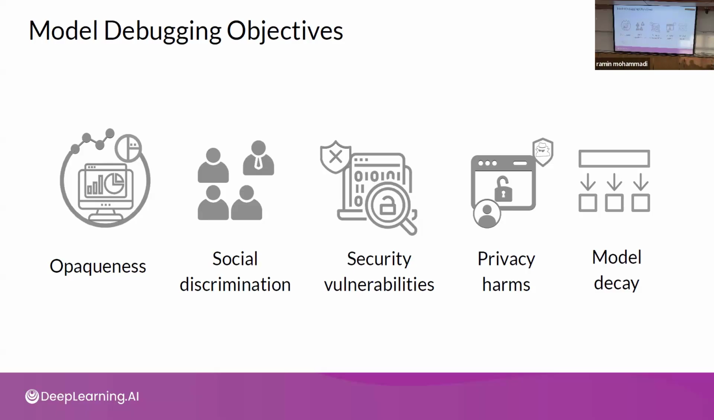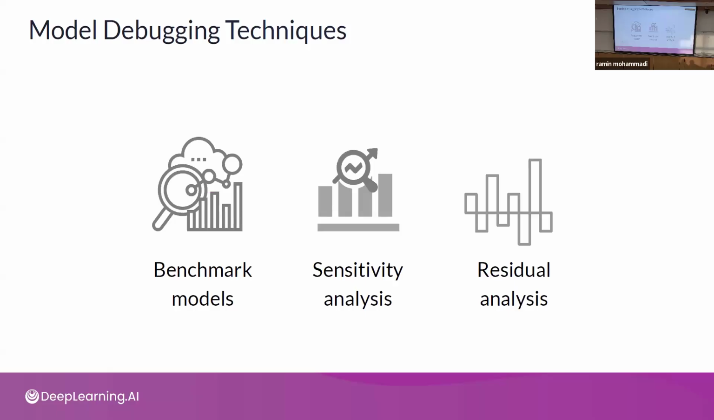So in order to do this debugging and answer questions like that, there are a couple of ways you can do it. One of them is benchmark models, and that's a really good technique for a starting point. If you want to debug your model, benchmarking is a pretty good place to start. The other one is sensitivity analysis, and the other one is residual analysis. Sensitivity analysis, which we're going to talk about further, is the idea of how sensitive my model is to the features that I have.